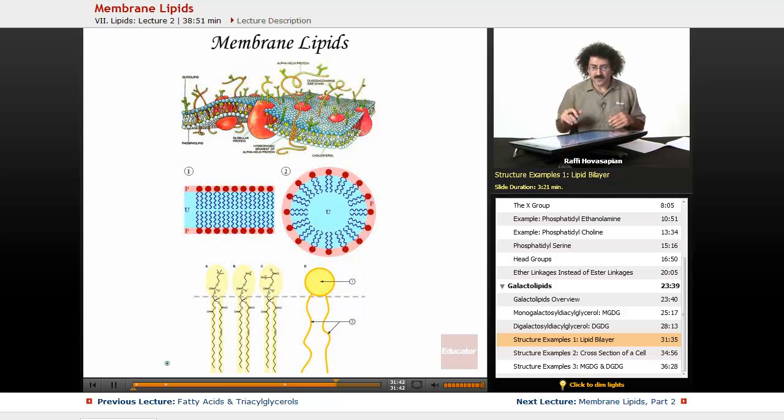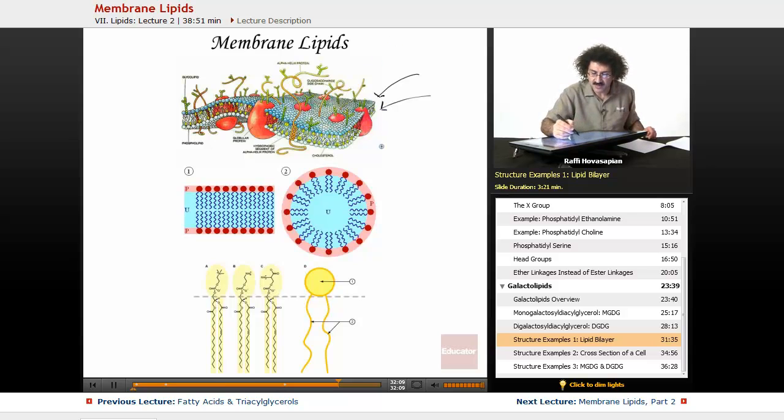Okay, so first of all, let's take a look at a nice general view. We're going to work our way down and look a little bit deeper in magnification. So we have our general lipid bilayer. This is a nice cell membrane. We see some integral proteins. We see the lipid bilayer. We see this is our top layer here, and this is our bottom layer there.